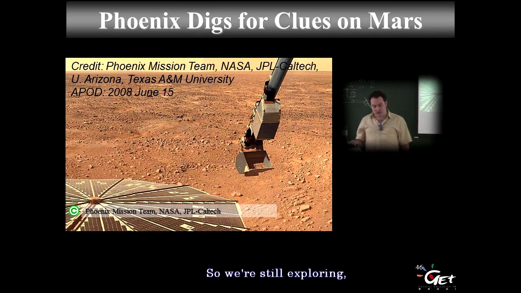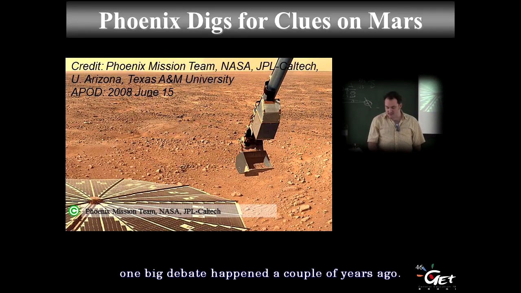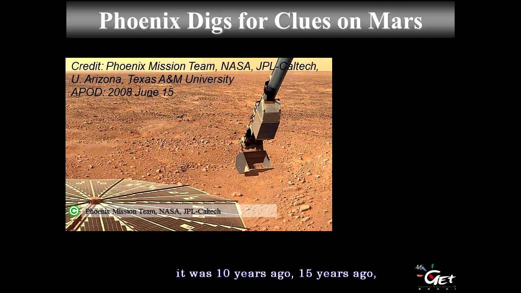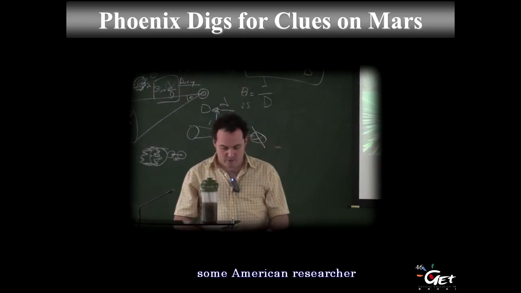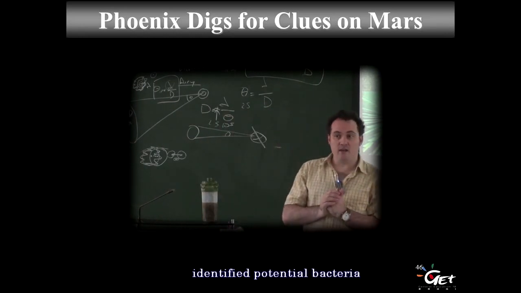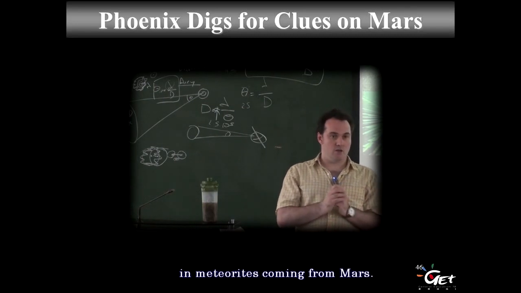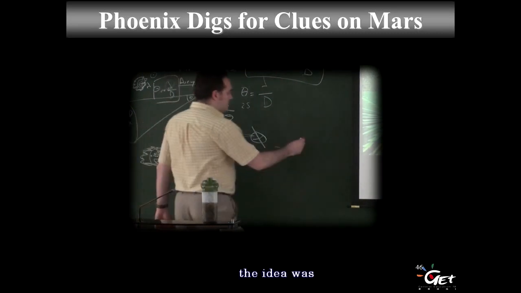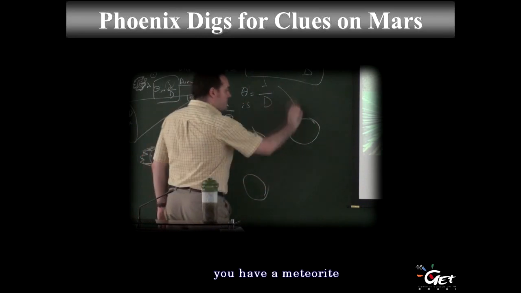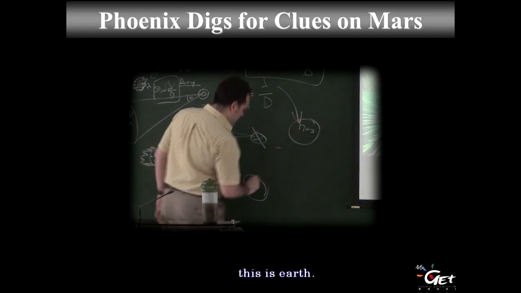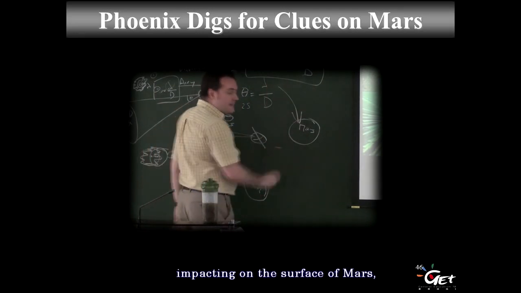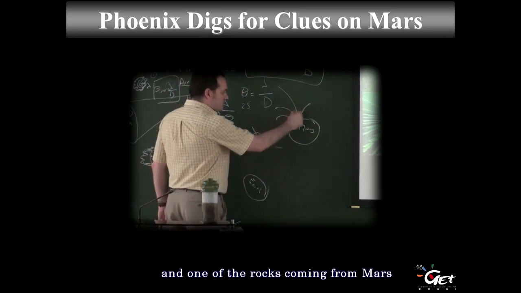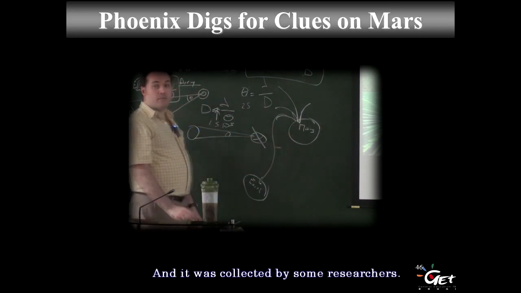So we're still exploring. People are still debating, and one big debate happened a couple of years ago. You may have heard the story. That was 10 years ago, 15 years ago. Some American researcher identified a potential bacteria in meteorites that were coming from Mars. So, to summarize, the idea was, this is Mars, this is Earth. You had a meteorite impacting the surface of Mars, ejecting material into space, and one of the rocks coming from Mars ended up on Earth and was collected by some researchers.